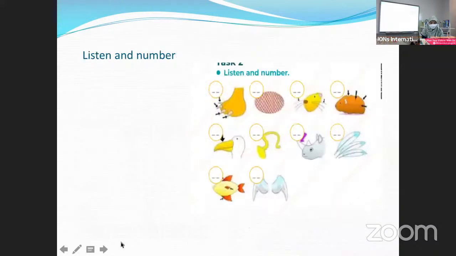And now we can try to do the task. First, we can listen and guess the name of this animal's body part. Grade 3, Unit 27, Animal Body Parts, Task 2. Be prepared and listen. You can guess the number that you listened to for each body part.